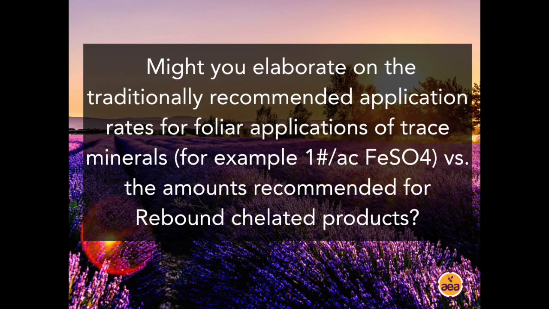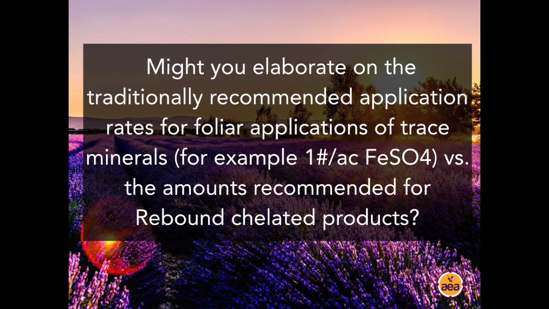Question, might I elaborate on the traditionally recommended application rates for foliar applications of trace minerals, such as 1 pound per acre of iron sulfate versus the amounts recommended for rebound chelated products? I'm not sure exactly of the question that you're asking, but first I would suggest that you always follow the recommended label rates, because they are label rates for a reason.